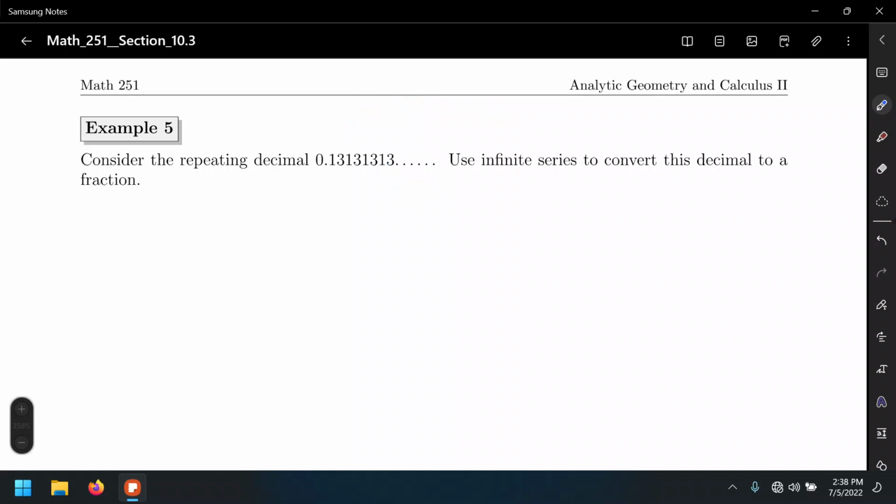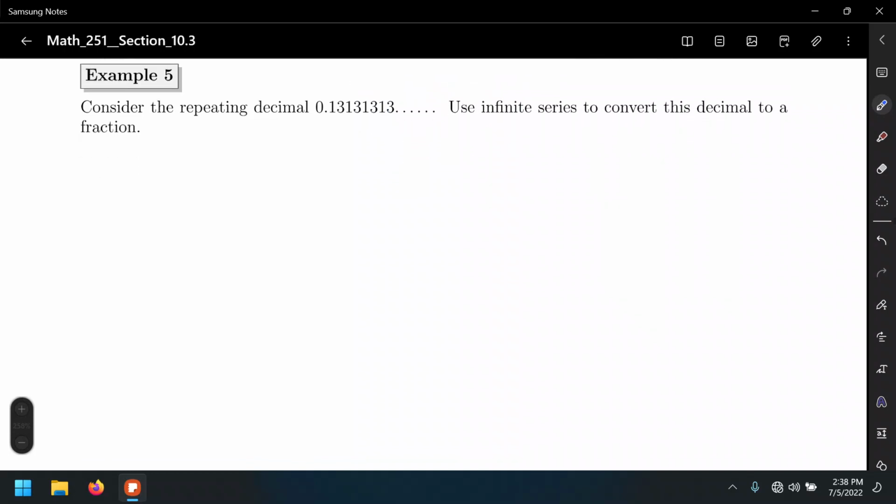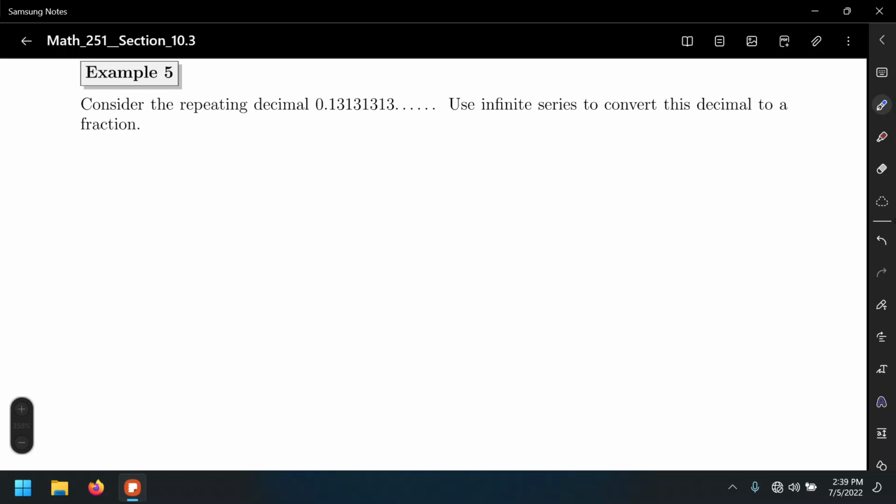This is what makes it an infinitely repeating decimal. So let's use an infinite series to convert this decimal to a fraction. Another way to represent this number to avoid these dots is to write 0.13 with a bar at the top. That means periodic. The number just repeats those decimals. It's a compact way to rewrite it. And this is how we are going to expand this number: 0.13 with a bar.